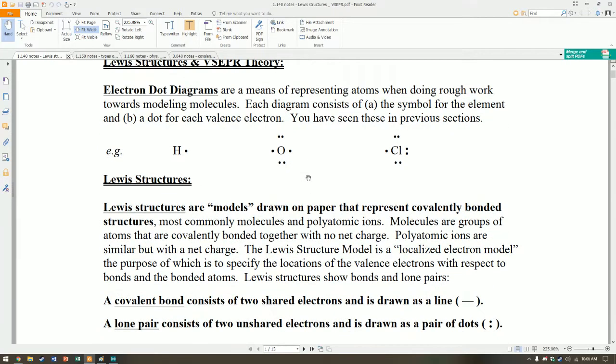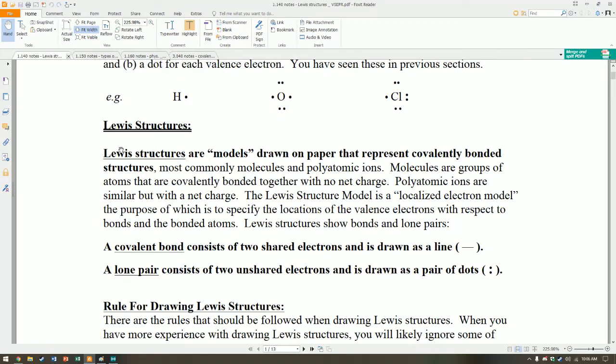And Lewis structures, we can expand on this idea to make Lewis structures, which are essentially models drawn on paper that represent molecules of covalently bonded structures. So most commonly molecules and polyatomic ions.